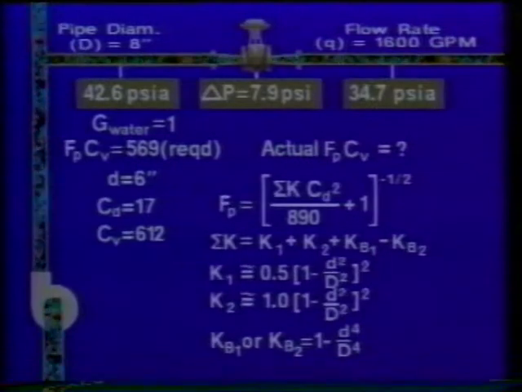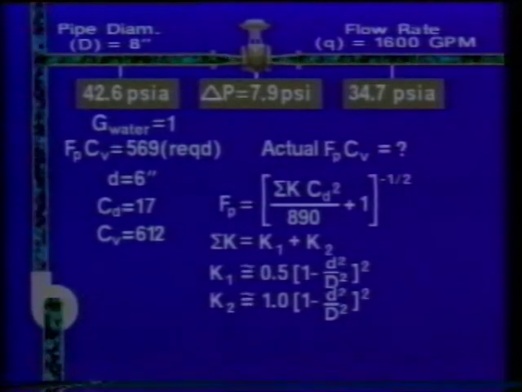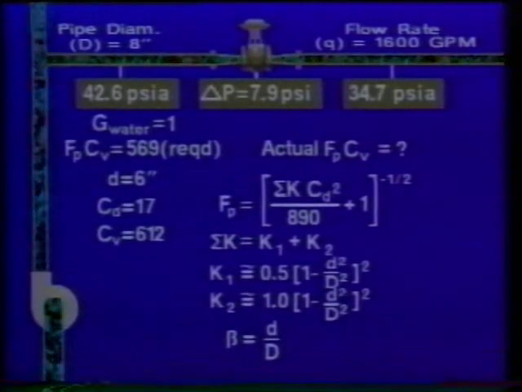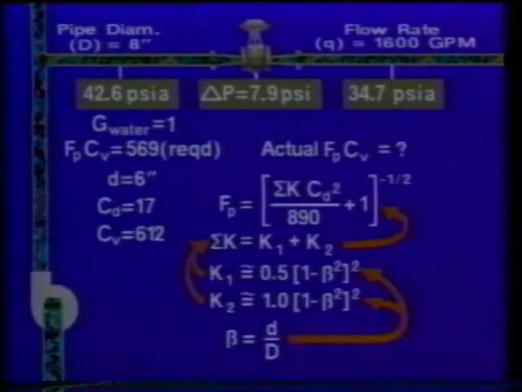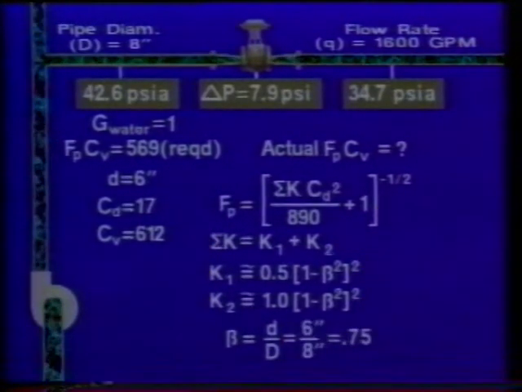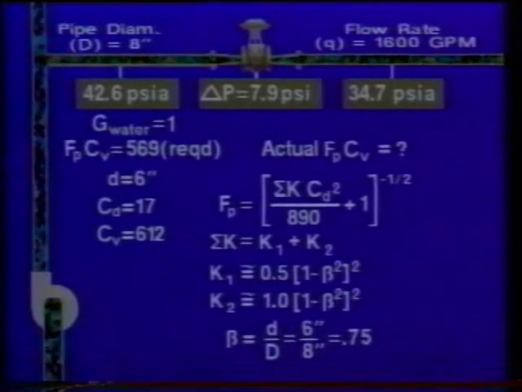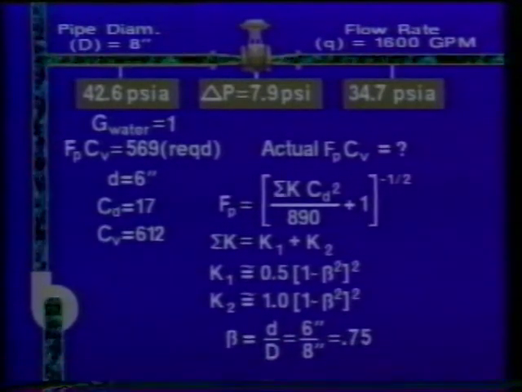Note that if the inlet and outlet pipes are the same size, as in our case, these two factors are equal and they cancel each other out. It's common practice in fluid mechanics to use beta as a notation for the ratio between the valve connection diameter and pipe diameter. We'll use beta to simplify the formulas for K1 and K2. So, after solving for beta, we'll be able to work back through these equations to find the actual value of F sub P. Beta is simply equal to the valve connection size, 6 inches, divided by the pipe size, 8 inches, or 0.75.